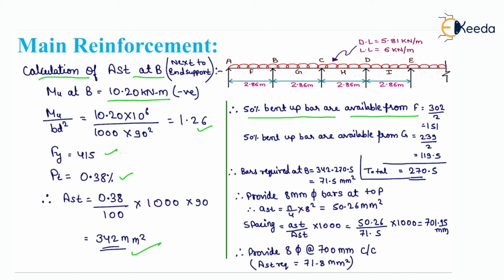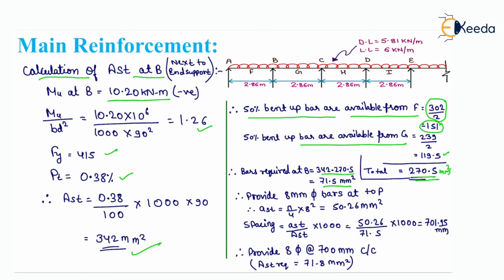We will calculate the value 302 divided by 2, we will get 151. And 50% bent up bars are available from G, and its value is 239 by 2 equals 119.5. Total Ast will be 270.5 mm square. Therefore, bars required at B will be 342 minus 270.5. We will get 71.5 mm square. This means that we will provide reinforcement at B only for 71.5 mm square Ast.